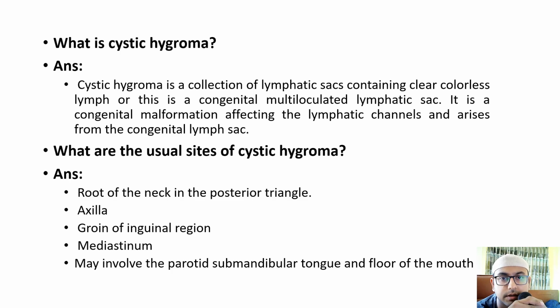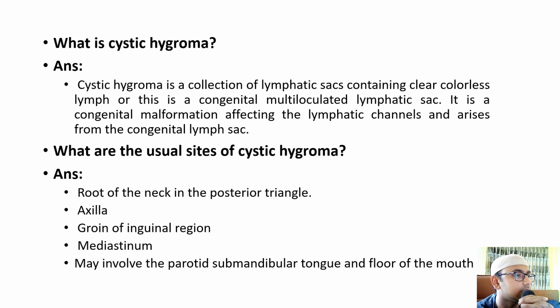So what is cystic hygroma? It is a theoretical question. Cystic hygroma is a collection of lymphatic sacs containing clear, odorless lymph. It is a congenital multiloculated lymphatic sac, a congenital malformation affecting the lymphatic channels and arising from the congenital lymph node.